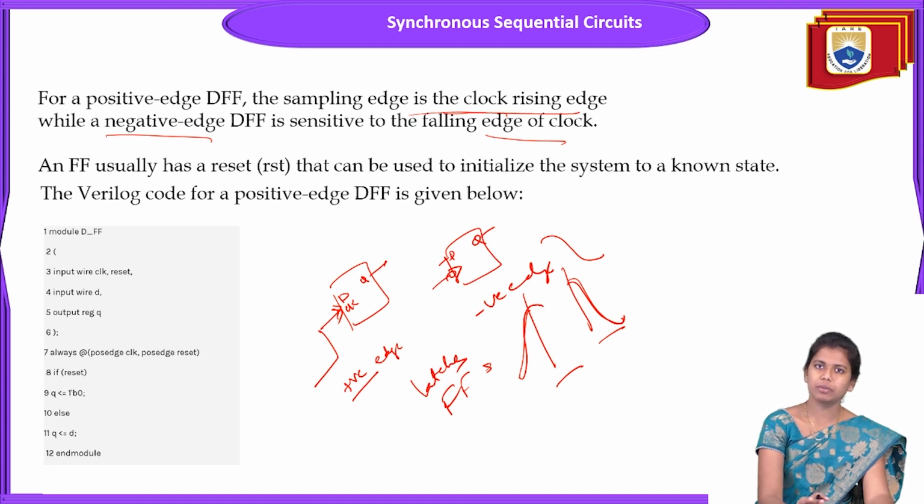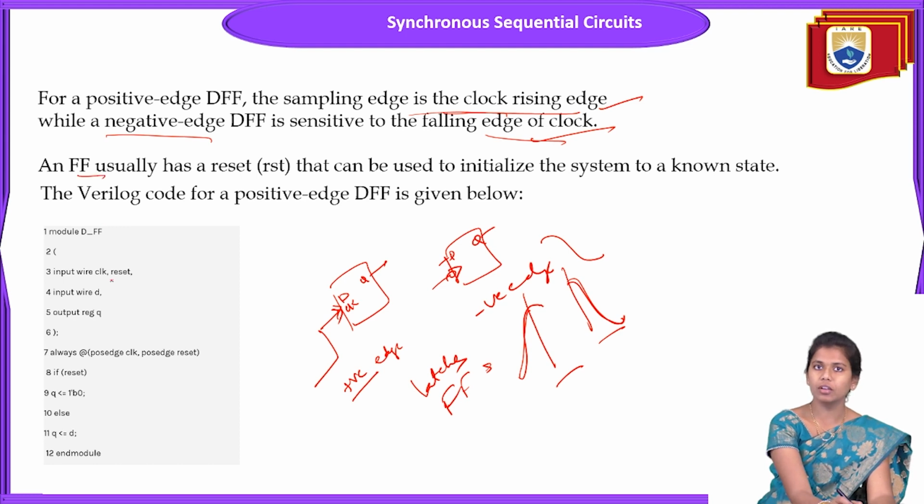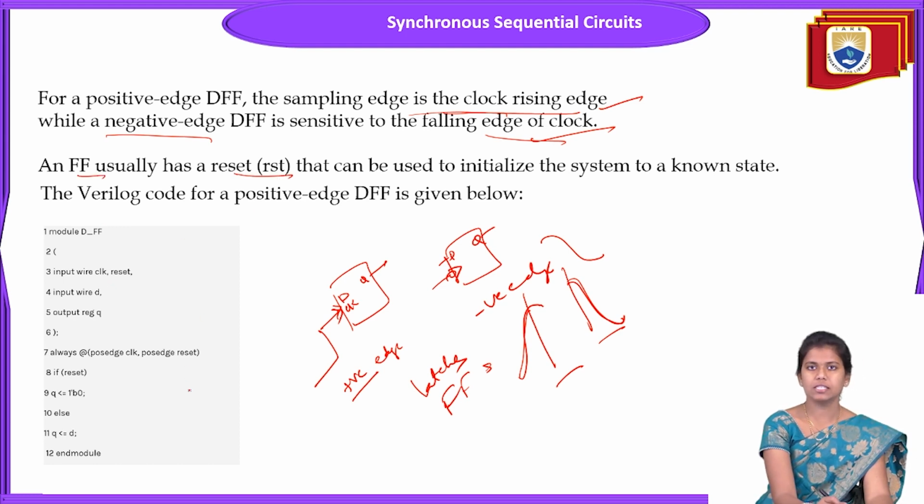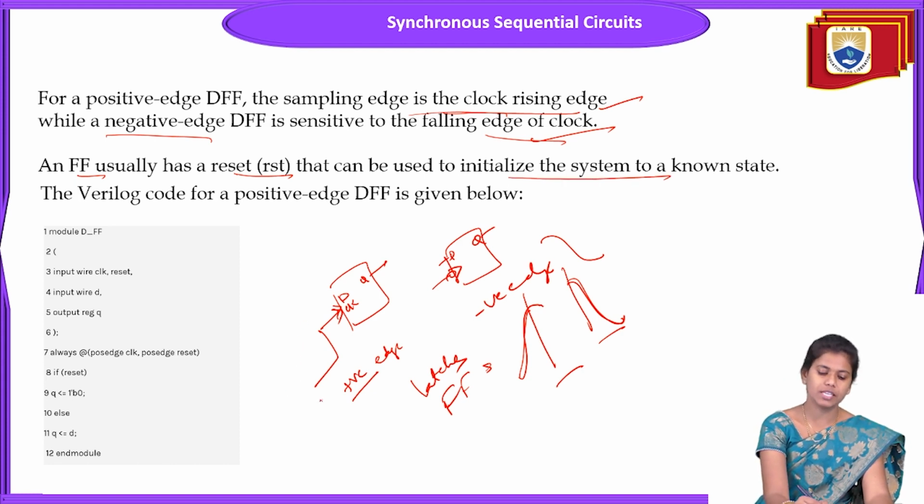These two are very similar to understand and to remember. The flip-flops are to be considered as negative edge and positive edge. The positive edge we represent with the rising edge of the clock signal, whereas the negative edge D flip-flop is represented with the falling edge of the clock signal. And a flip-flop usually has a reset, which can be used to initialize a system to a known state. So here we have set and reset.